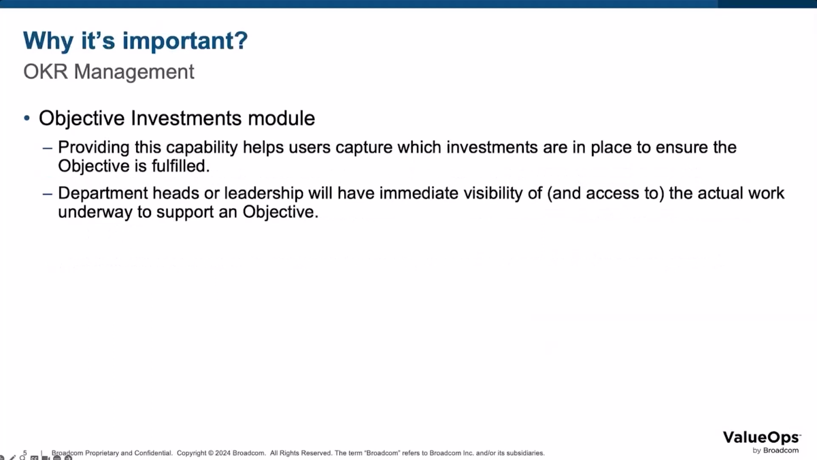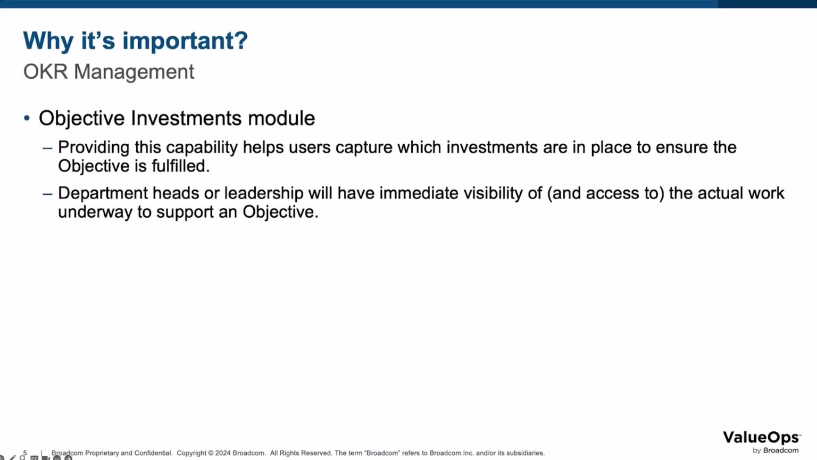So why is this important? As mentioned, the out-of-the-box objective workspace was first introduced in 16.1.2, and that provides a framework for continuous improvement in terms of additional new capabilities and improved visualization. Providing the investment module for objectives helps users capture which investments are in place to ensure the objective is fulfilled. Linked investments represent the actual work underway to support an objective and ensure it is fulfilled. Department heads or leadership will have immediate visibility of and access to the actual work underway to support an objective.